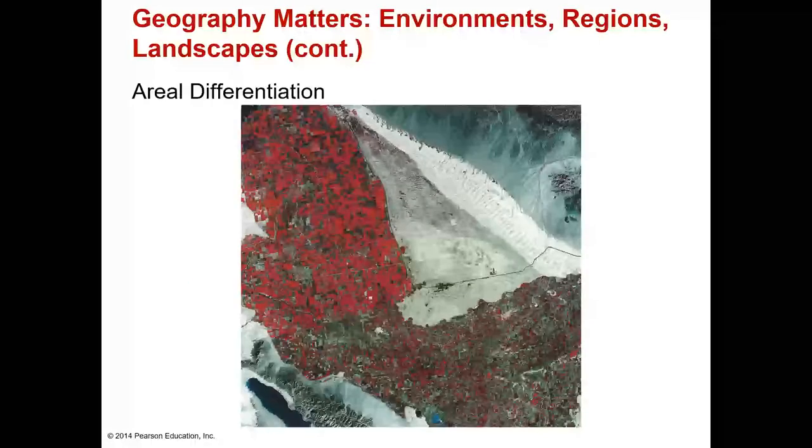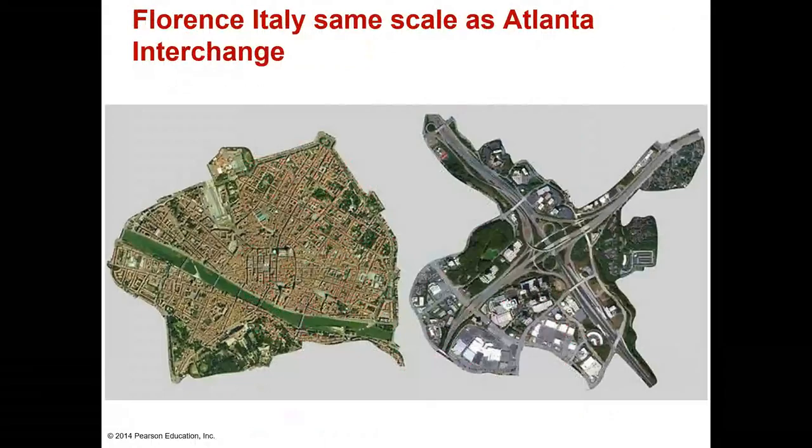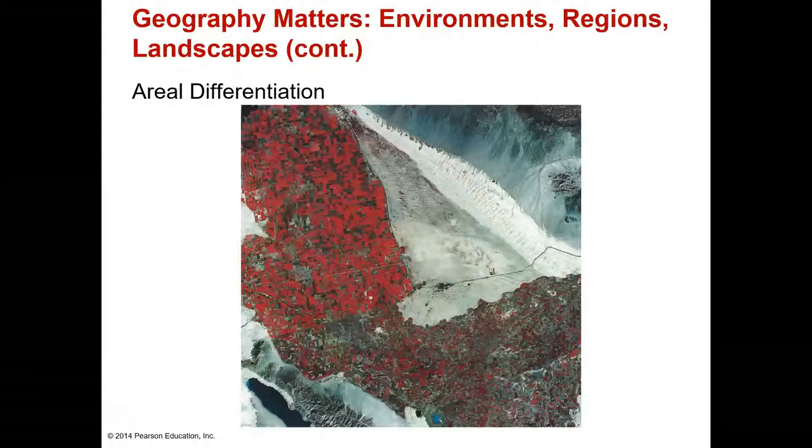So one thing we'll talk about is areal differentiation. It's basically when you have a photograph from space, often you'll be able to see significant differences. This air photo is of the US-Mexican border. On the top left, you'll see the US side. On the bottom right, you see the Mexican side.